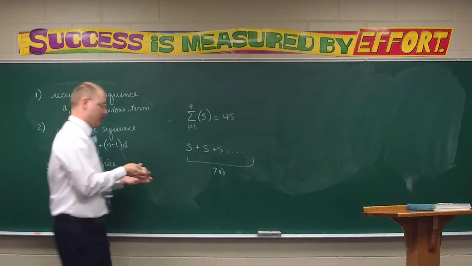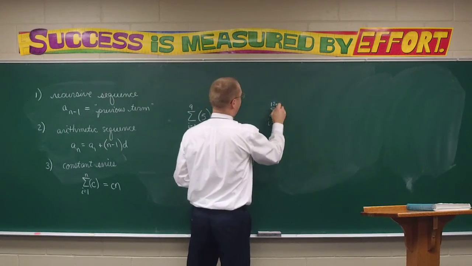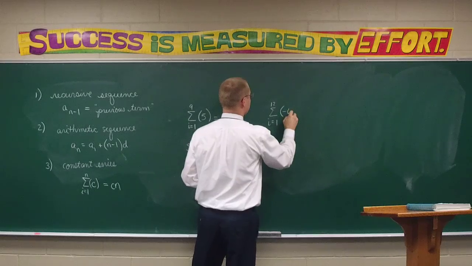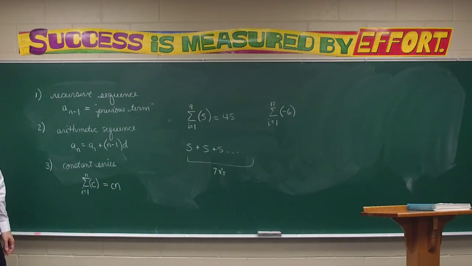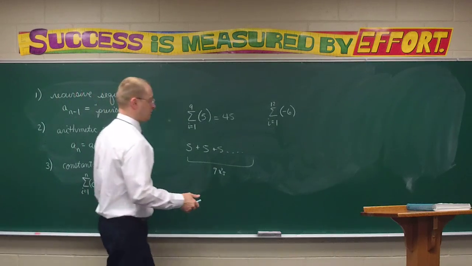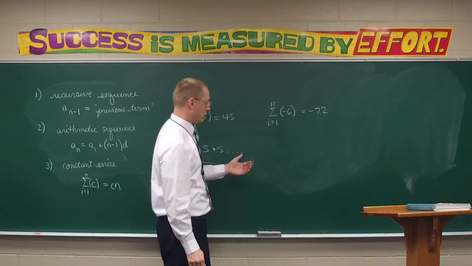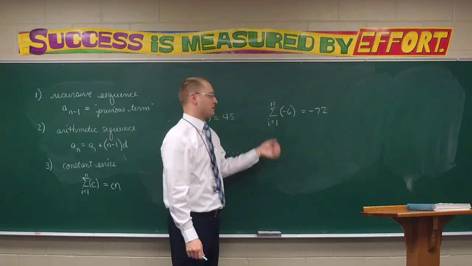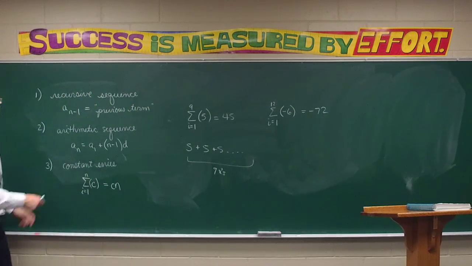So if I had this series as i goes from 1 to 12 for negative 6, what would be the series from 1 to 12 for negative 6, class? Negative 72. You're just multiplying the constant times that, because that's literally what you would have if you worked it out. Negative 6 plus negative 6 plus negative 6 plus, 12 different times. So negative 72. Questions on constant series?